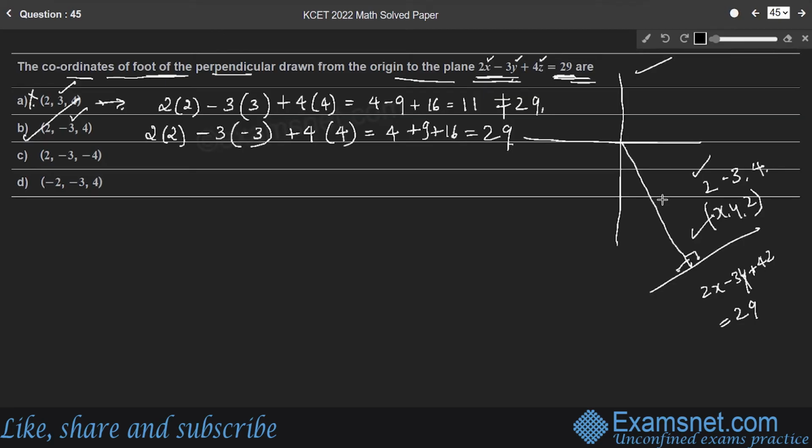So the only thing is you have to substitute the values of x, y and z so that you get 29 as the answer, right? So the coordinates are 2, minus 3, 4. Option B is the right answer.